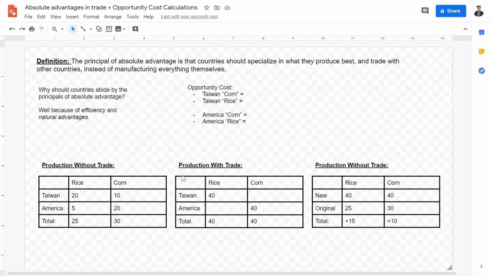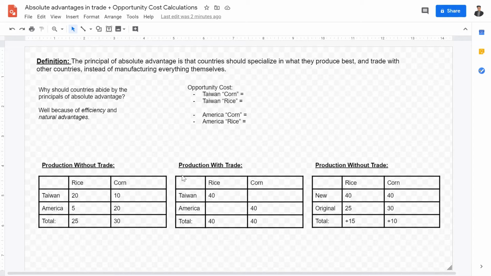First of all, let me give you a definition of absolute advantage. Absolute advantage is the principle that countries should specialize in what they produce best and trade with other countries instead of manufacturing everything themselves. So why should countries abide by the principle of absolute advantage? Because they can take advantage of efficiencies and natural advantages.